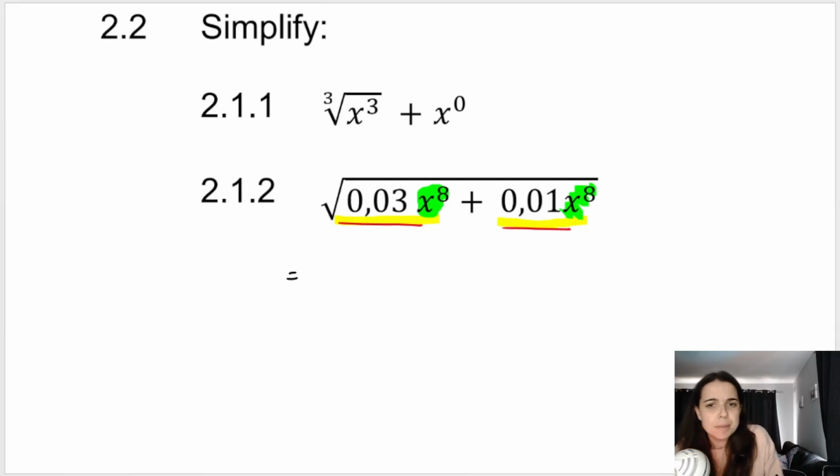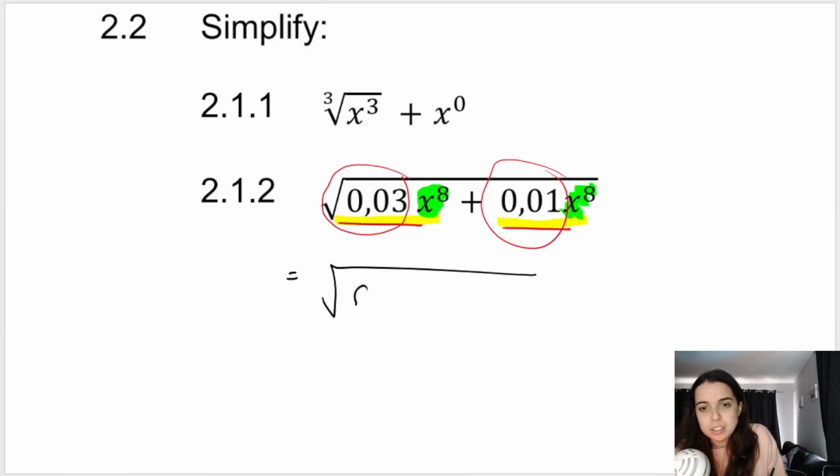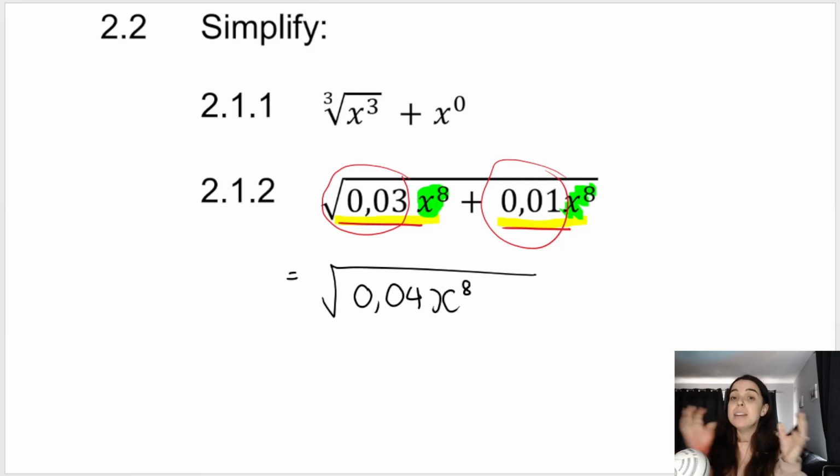So how do I add them? What is 0,03 plus 0,01? I hope you're telling me it is 0,04 x to the power of 8. Okay, so you just add the big numbers together, and the powers, you don't touch the powers, you don't touch the exponents. Now I'm not done.